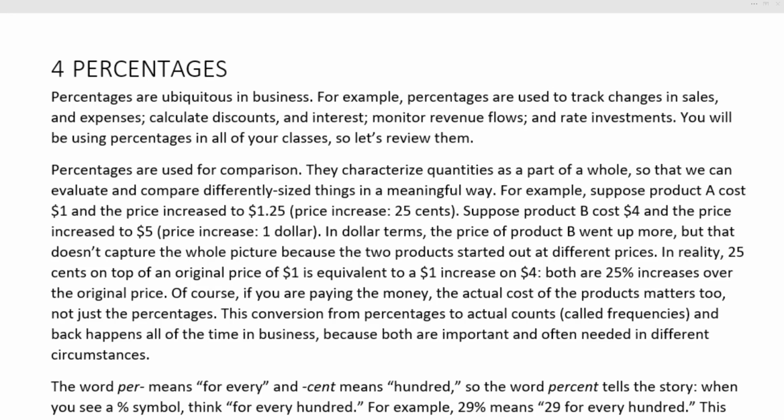But those raw dollars don't capture the whole picture because the two products started out at different prices. In fact, percentages would show that a 25-cent increase on a dollar is equivalent to a $1 increase on $4. Both are 25% increases over the original price. And in certain contexts, that matters.